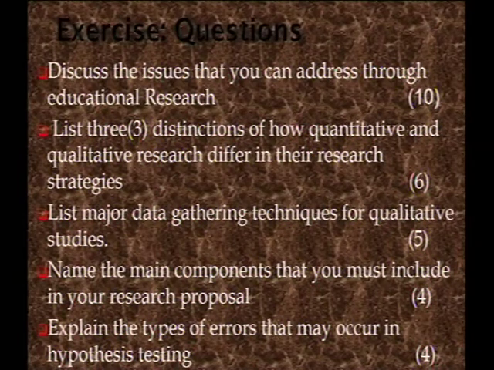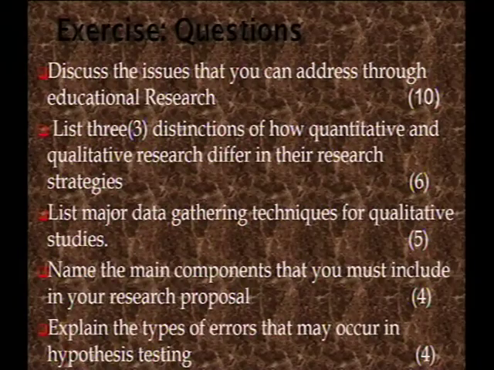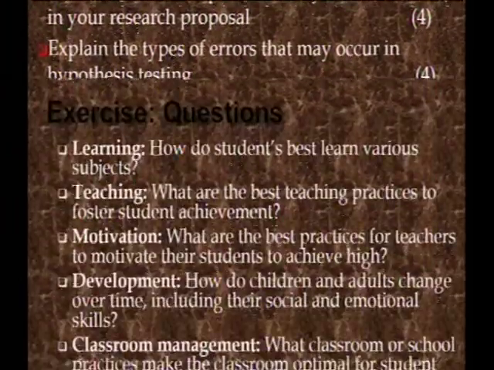and also the type of errors that may occur in hypothesis testing. So let's just answer the first question. For example, just here maybe 2 or 3 questions. Okay, we don't have time. Then, for example, discuss what issues that you can address with educational research. For you doing research, what issues are you going to address?